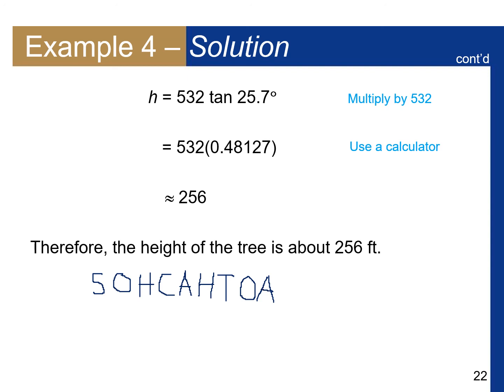So we have our sine is opposite over hypotenuse. Cosine, adjacent over hypotenuse. And tangent, opposite over adjacent.